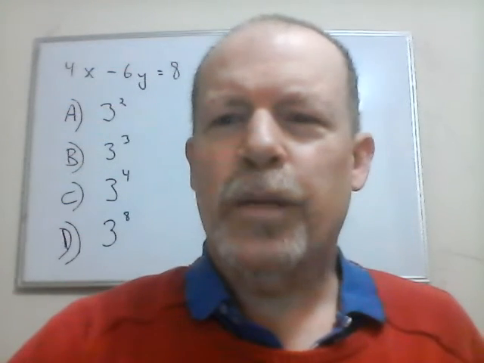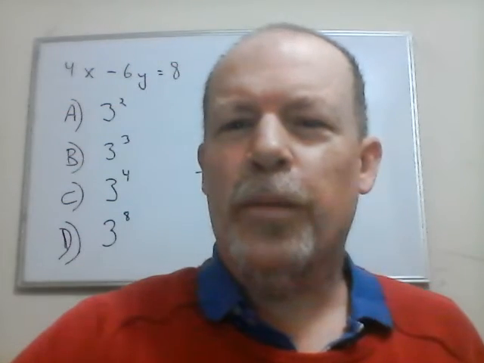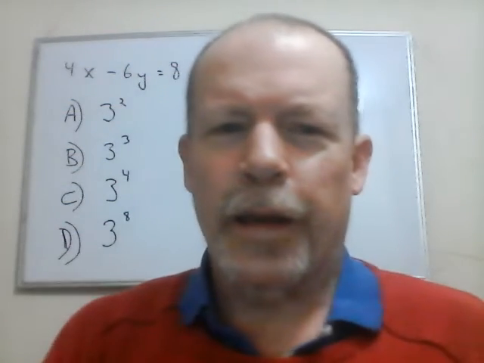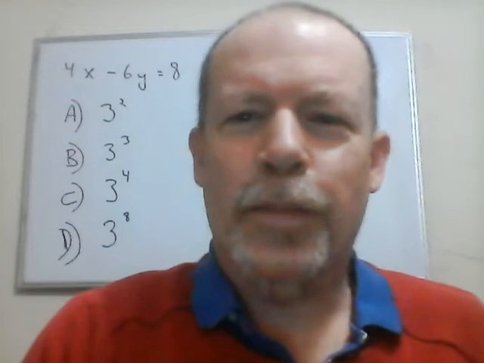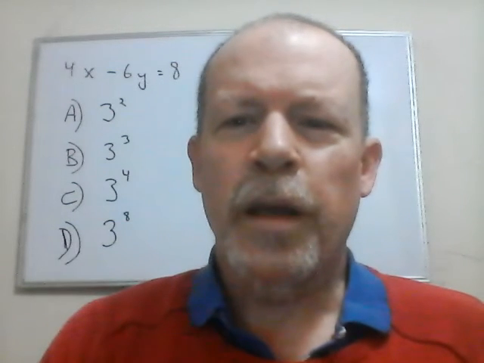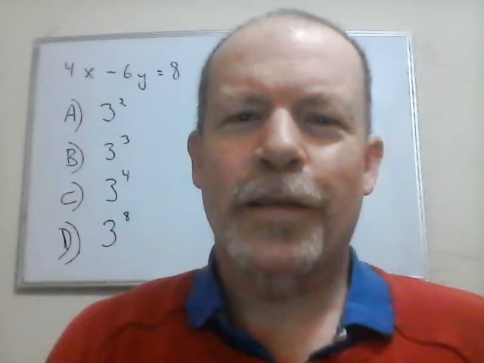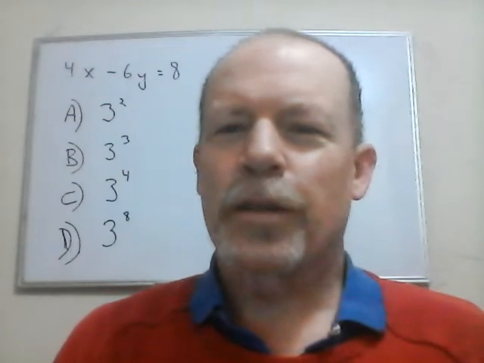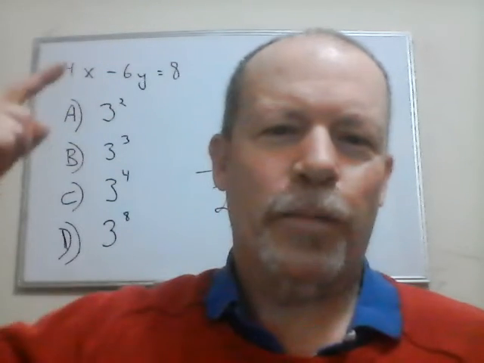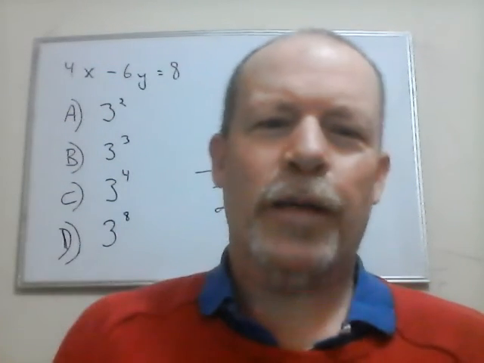Seeking English S.A.T. Workbook, page 470, problem 1, no calculator. And I cannot see a way to use a calculator on this problem. It says, if 4x minus 6y equals 8, what is the value of 9 to the x over 27 to the y? And you can see your answers are all base 3 integer exponents.